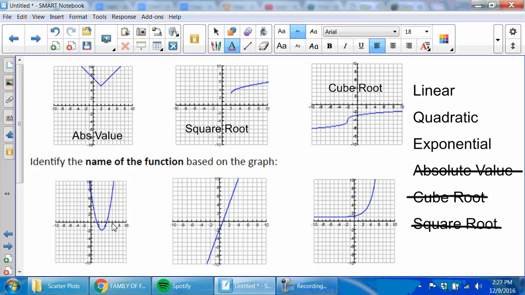If it looks like a U, or what we would call a parabola, we call this a quadratic. I'm going to intentionally make the U big and the Q small to make it look more like quadratic, so you can see the U and the U.